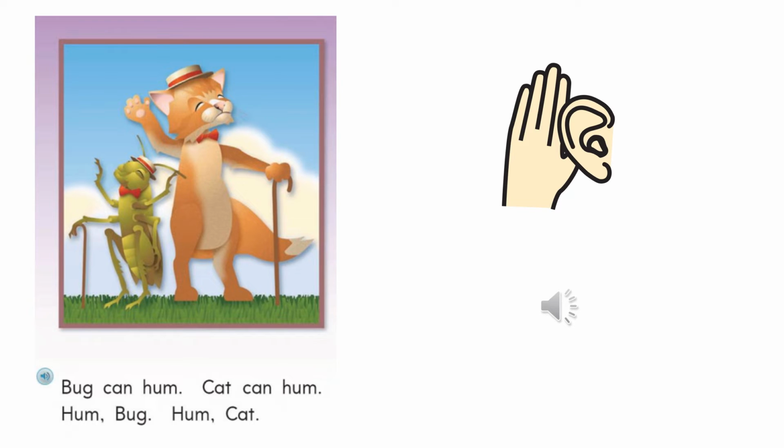Bug can hum, cat can hum. Hum, bug, hum, cat. Now let's get ready to isolate sounds. That means we're going to pull the sounds apart and say them individually. Watch me. I'll do the word bug. Bug.